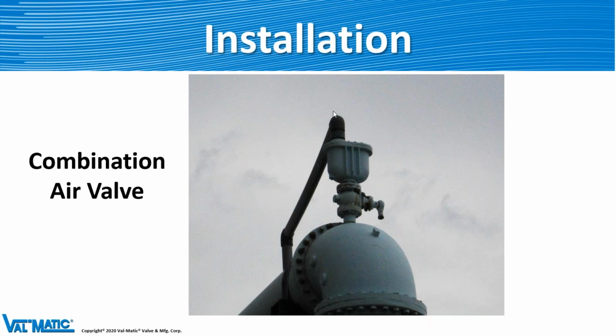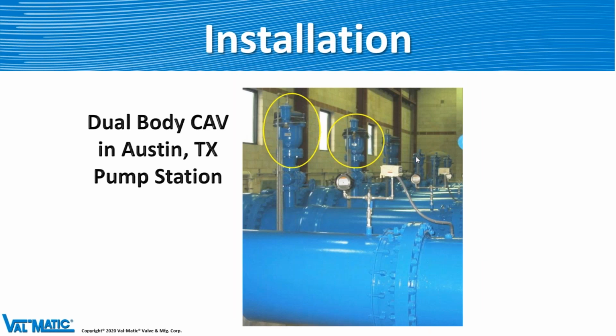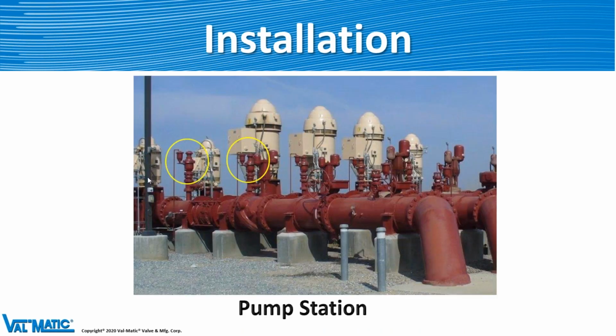For the installation, this is a combination air valve on top of a pipeline. And these are dual bodies. You can see the little one and the big one, two bodies right there in the pump station. And here's another pump station. As you can see, all the air release valves are all the way across where the pumps are.